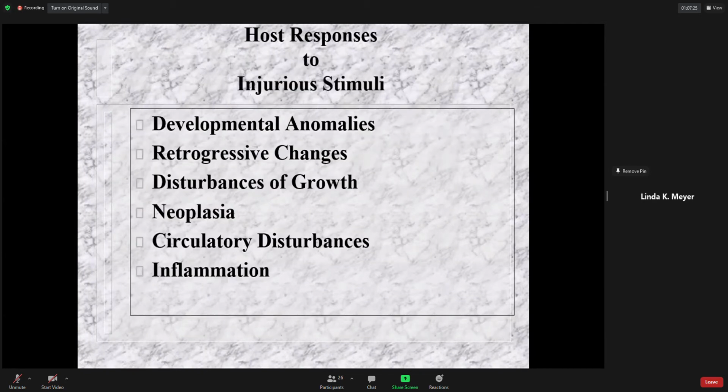So the categories include developmental anomalies, retrogressive changes, disturbances of growth, neoplasia, circulatory disturbances, and inflammation, the latter of which is going to be a completely separate topic.